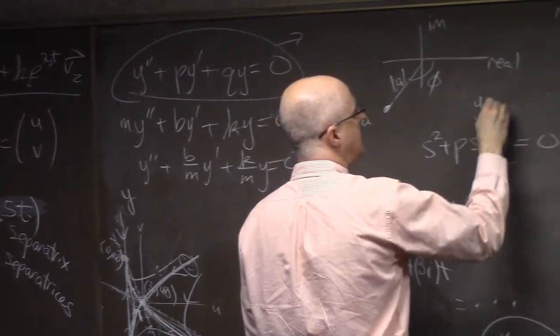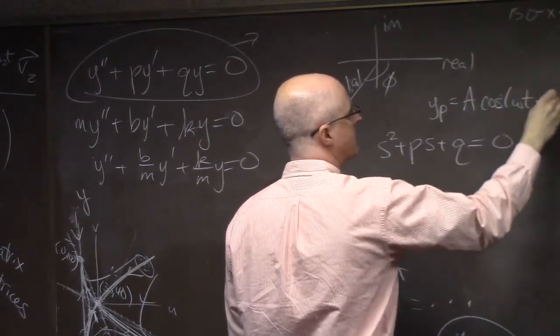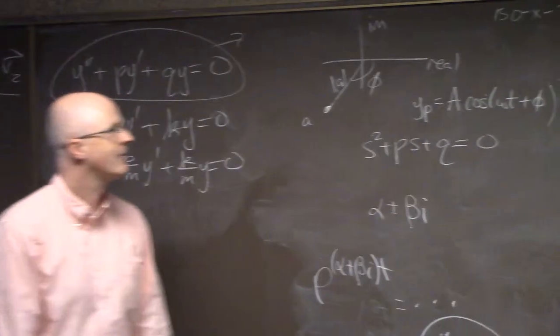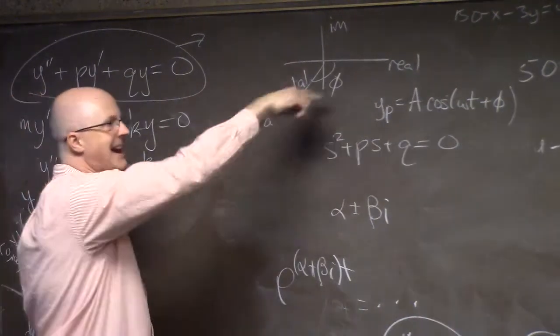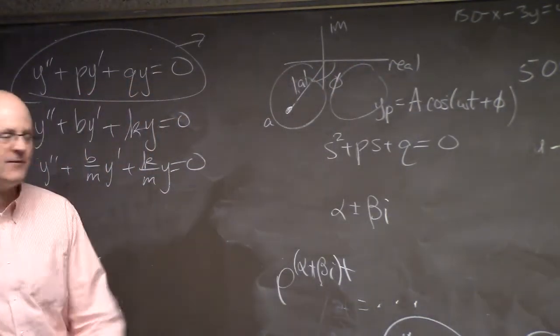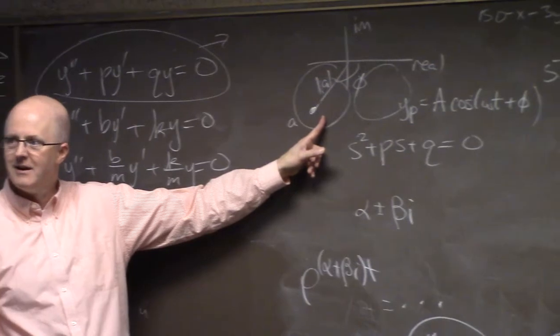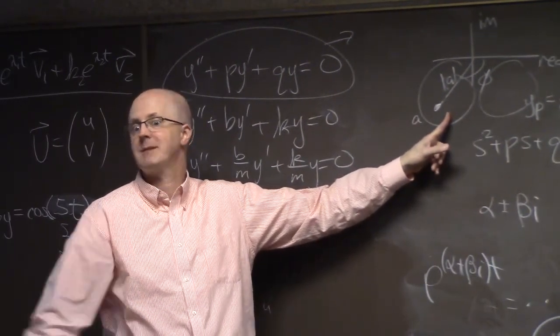Turns out yP can be written as capital A times cosine of omega t plus phi. And it always turns out for our examples that phi is a negative angle, either here or here. You should know that if it happens to be over here, when you use the formula to find it involving the arctangent, you're going to have to subtract pi from it.